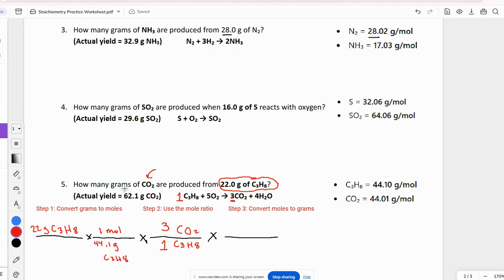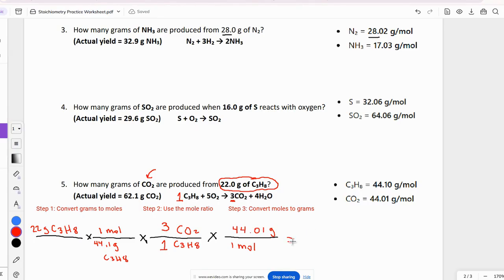We want grams of CO2. So we got to go from moles back to grams. So now we don't want moles. So 1 mole is going to go on the bottom. It's always 1 mole. And what does 1 mole of CO2 weigh? It's 44.01 grams. 1 mole of CO2 is 44.01 grams.